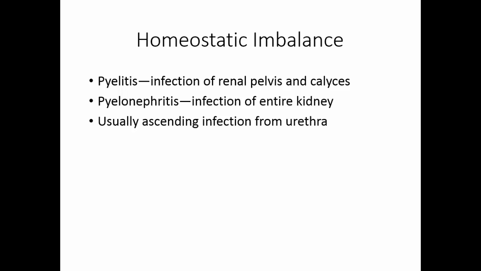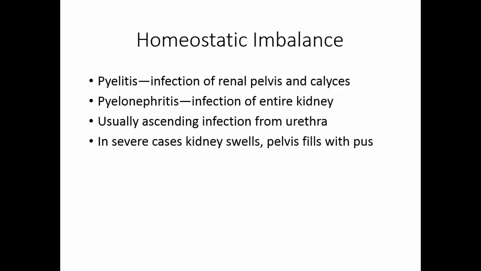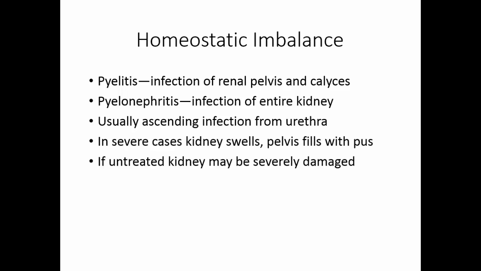Because this is a system that has totally opened to the outside, there are mucous membranes that line the entire system. The bacteria can use the mucous membranes as a route to go deeper into the system. So bacteria from the urethral opening can travel up into the bladder, from there up the ureters and into the kidneys. In severe cases, the kidney will swell, and the pelvis fills with pus. If this goes untreated, the kidney can be severely damaged. And of course, the treatment for any bacterial infection is antibiotics.